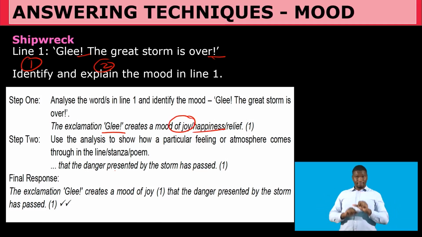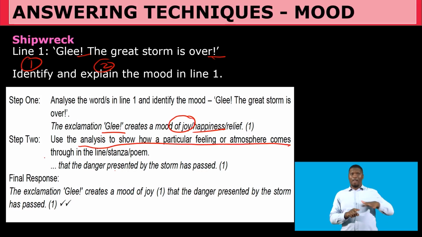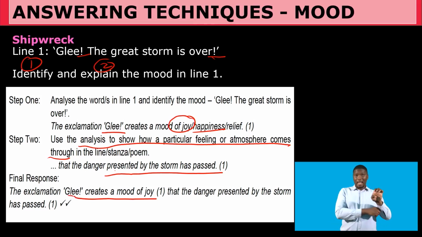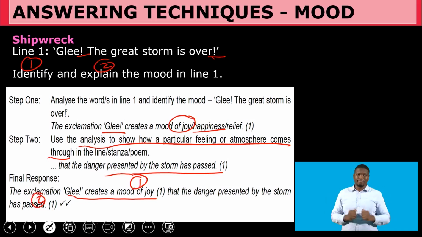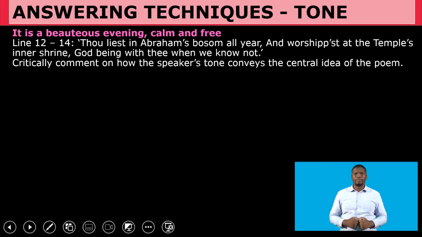Then, step 2, use the analysis to show how a particular feeling or atmosphere comes through. That the danger presented by the storm has passed. Your final response, the exclamation glee creates the mood of joy. So here we've identified the mood. Now we've also explained the mood, that the danger presented by the storm has passed. And that will score you your 2 marks. It is a beauteous evening, calm and free.